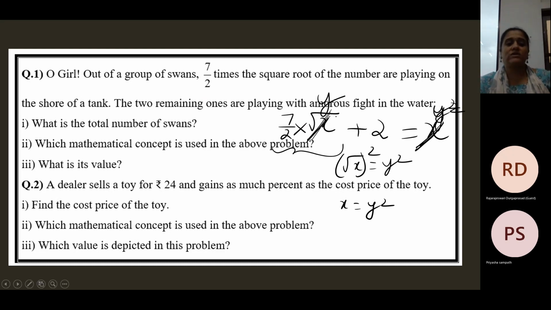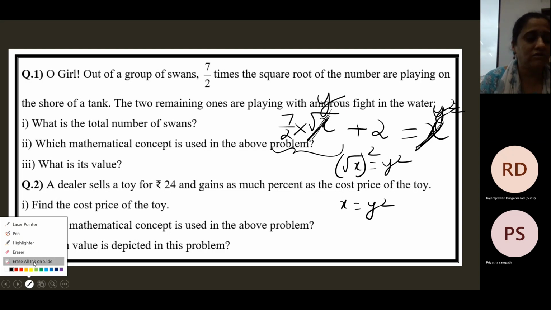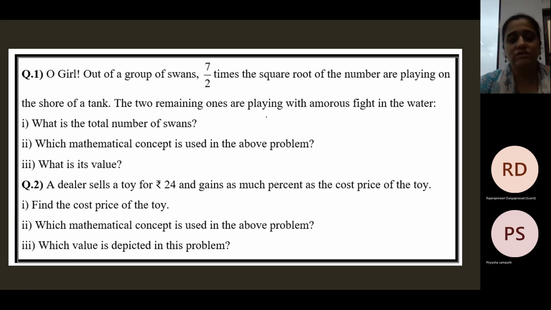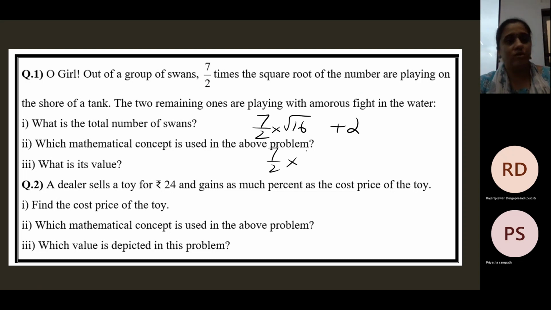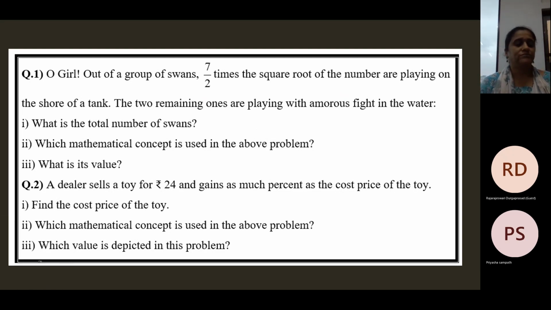So construct the quadratic equation, split the middle term, find the two values of y, and hence find the corresponding values of x. 1 by 4, not possible. So 16. When it's 16, see here, 7 by 2 into square root of 16 plus 2. So what is this? 7 by 2 into 4, right? 14 plus 2 remaining, so 16, totally 16 swans. Yeah, next one.